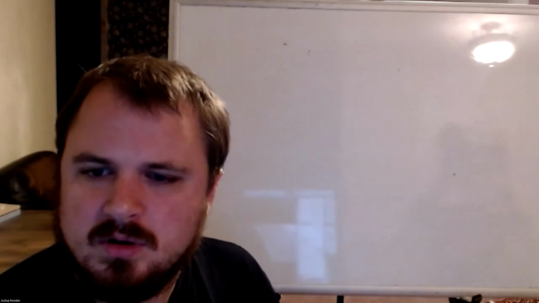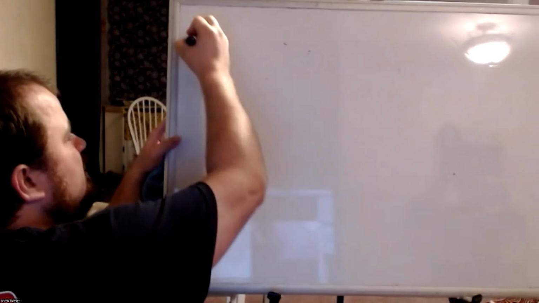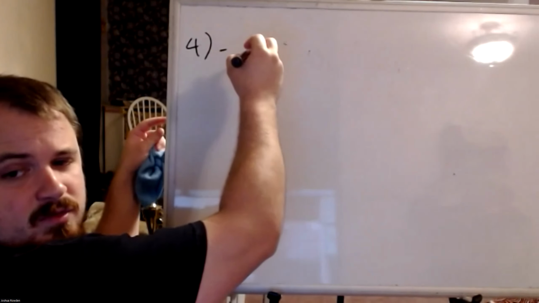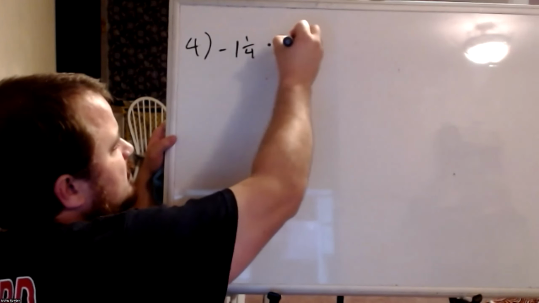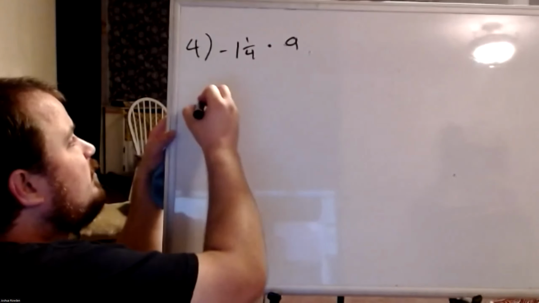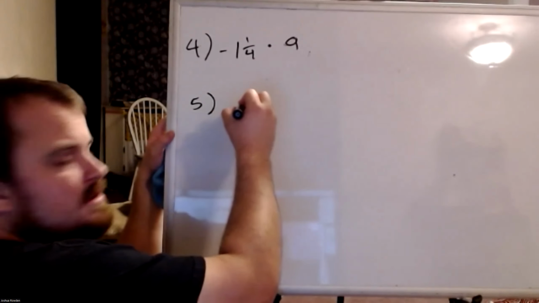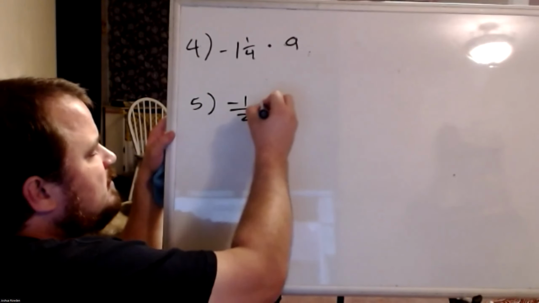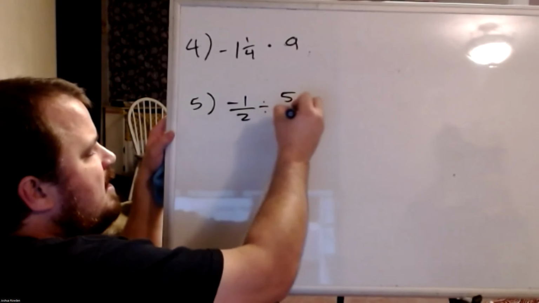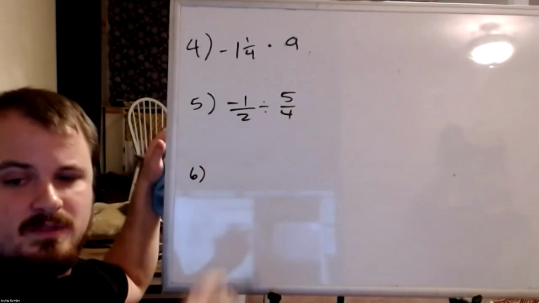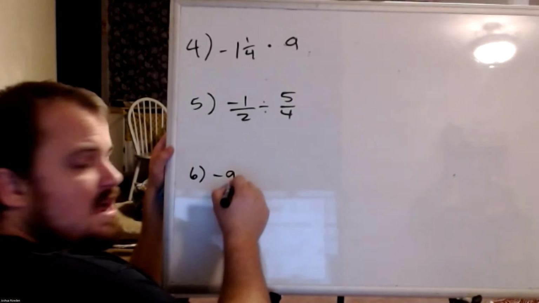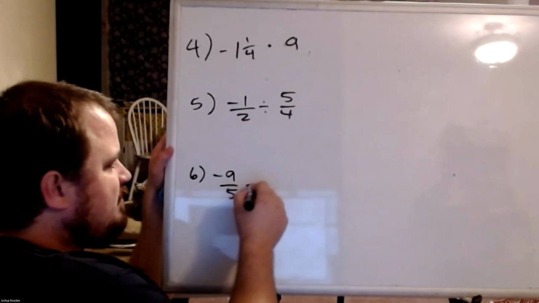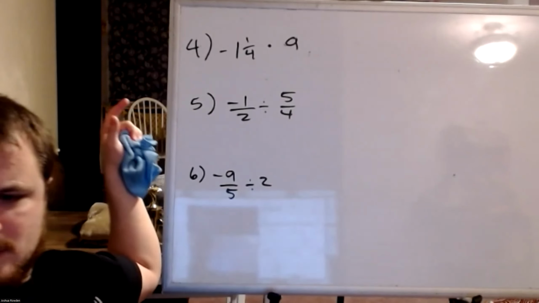Okay, so let's do number 4, which is -1 1/4 times 9. And then we have 5, -1/2 divided by 5/4. And then we have 6, -9/5 divided by 2.